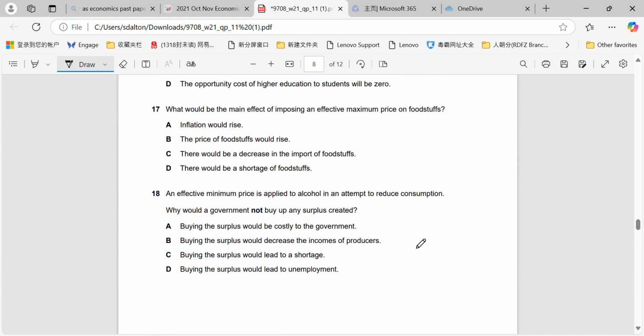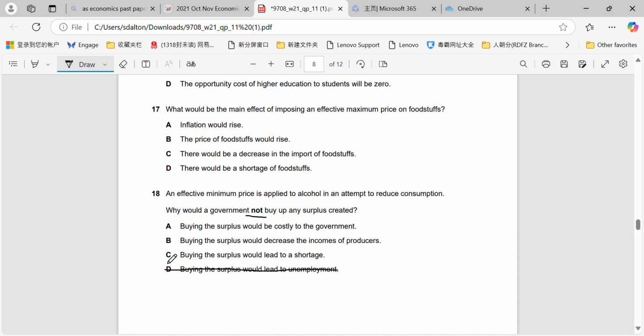Okay, question 18. An effective minimum price is applied to alcohol in an attempt to reduce consumption. Why would a government not buy any of the surplus created? Okay, very simple. So buying the surplus would lead to unemployment. That is not true. Buying the surplus would help to keep people in their jobs, as the government would essentially be giving more revenue to the producers.